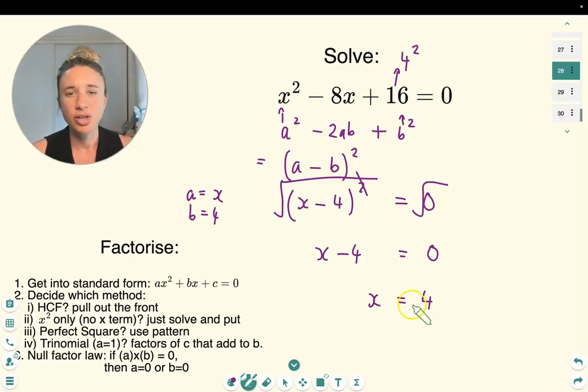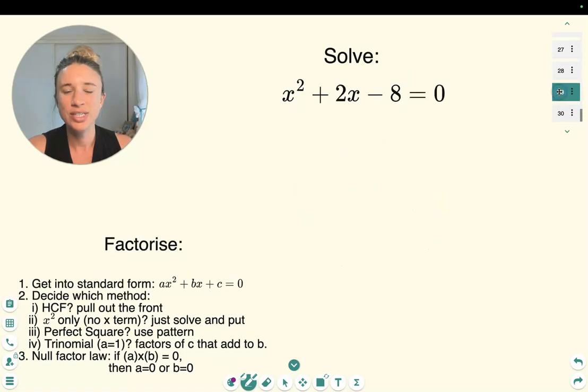And if you need to solve it using the null factor law, let's look at this step here. Actually, we're just going to move on. Okay. This is what we're doing. Now we've got this one, x squared plus 2x take 8 equals 0. First step, check it's in standard form. Looks good. And decide which method. Is there a highest common factor amongst all terms? No, there's not.